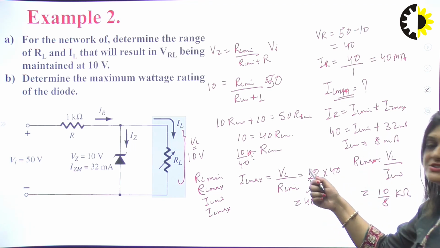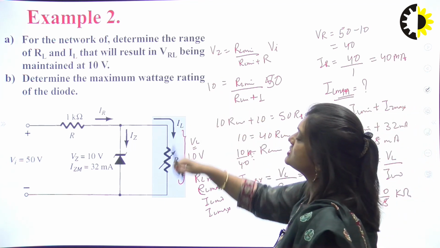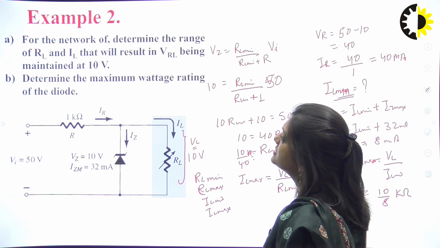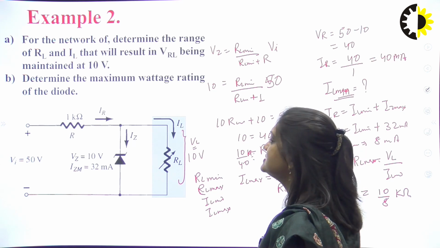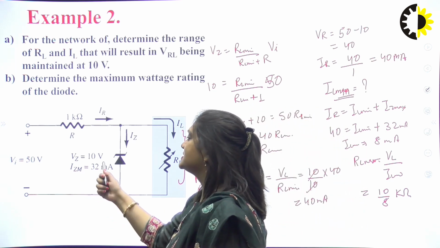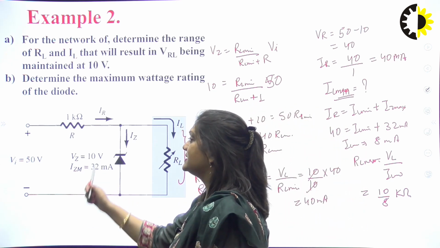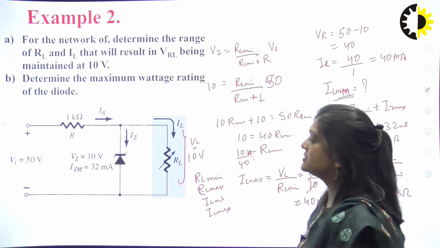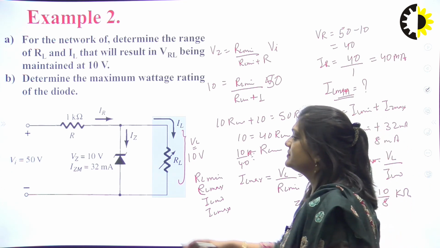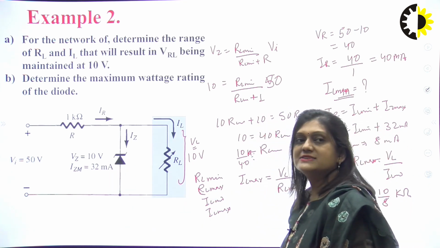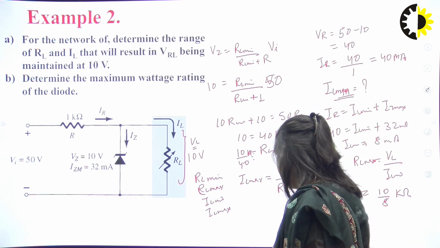So these are the ranges that we have obtained for the first part. Now, determine the maximum wattage rating of the diode. So the maximum wattage rating would be equal to IZM, which is given as 32 milliampere, and VZ is given as 10 volt. So we can calculate the maximum wattage value, that is IZM multiplied by VZ.